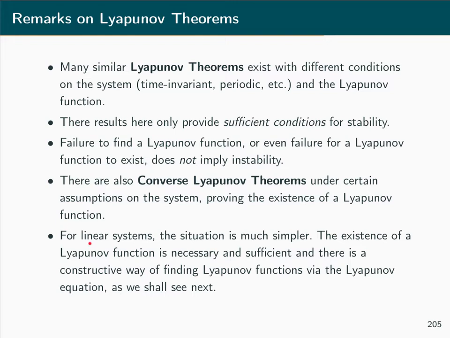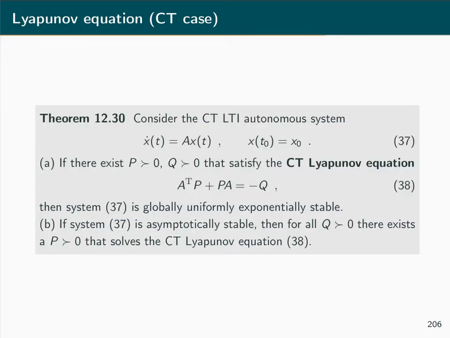In the realm of linear systems, which are the subject of this course, the situation is much simpler. The existence of a Lyapunov function is necessary and sufficient, and there exists a constructive way of finding Lyapunov functions via the so-called Lyapunov equation, as we shall see next. For the continuous time case, the Lyapunov equation and its relationship with the stability of a continuous time linear time invariant autonomous system is stated in Theorem 12.30.